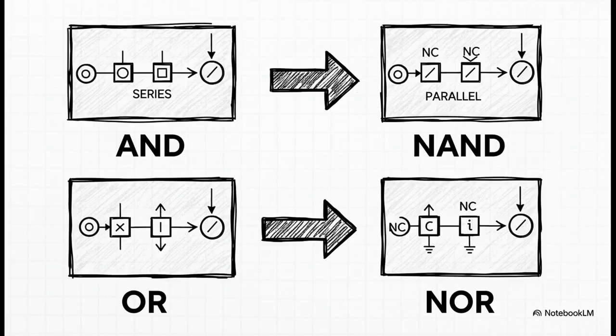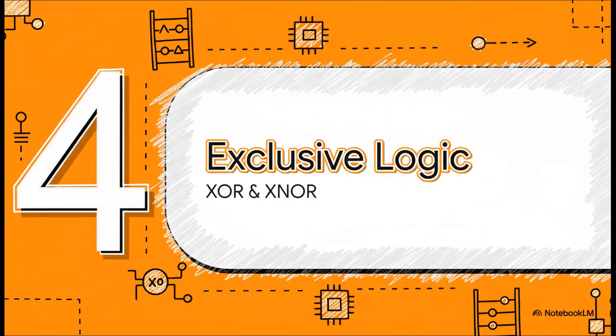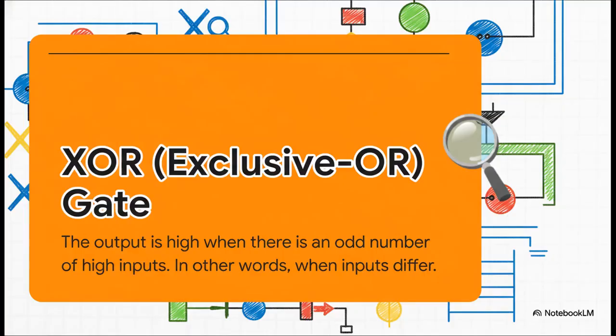Okay, but here's the really interesting part. Look how the ladder logic gets flipped on its head to make this happen. For a NAND gate, a not AND, you actually use normally closed contacts in parallel. And for a NOR gate, a not OR, you use normally closed contacts in series. It's the total opposite structure of the AND and OR gates, and that's exactly how they get that inverted logic. Pretty neat, right?